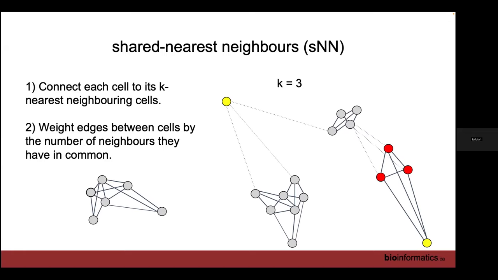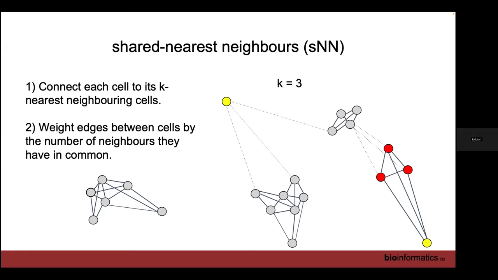And we can also see that this group by itself out here, its edges to this group get erased. All of the neighbors of that other cell are cells in its own cluster, not this cluster, not the red cluster. So that cleans up our k-nearest neighbor network to something that's more meaningful.